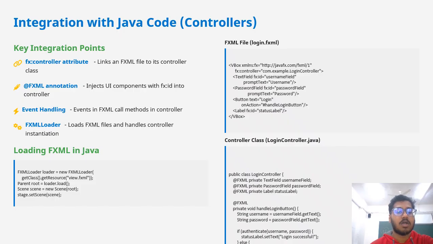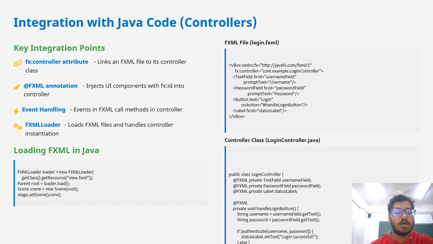Integration with Java code controllers. Key integration points: the fx:controller attribute links FXML to its specified controller class. fx:id injects UI components into the controller. Event handlers call methods in the controller from FXML. FXMLLoader loads the FXML file and handles the controller.